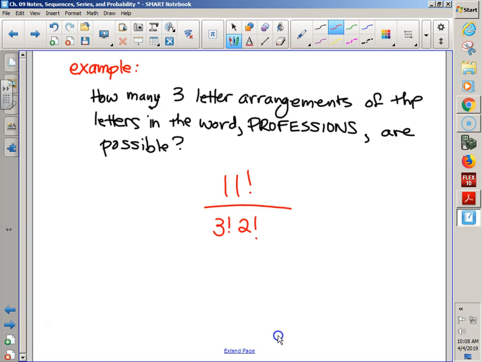Now, this one you would definitely be able to use a calculator for. There's no way we're doing mental math with 11, 10, 9, 8, 7, 6. There you go. Because the 3, 2, 1 would go away, and then the 4 would reduce with the 2. Either way, it's huge. But here's my question to you.